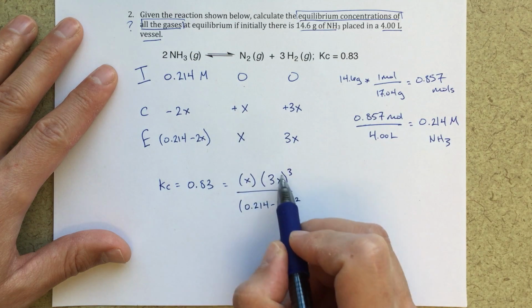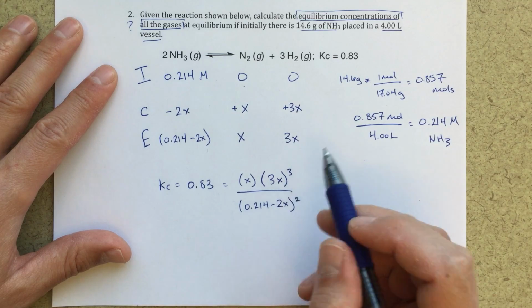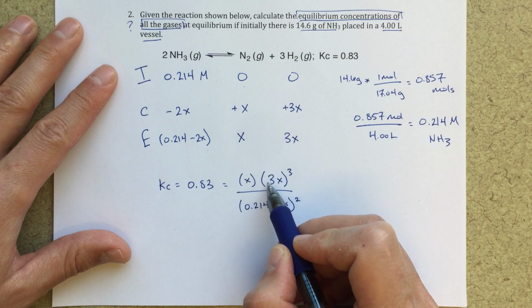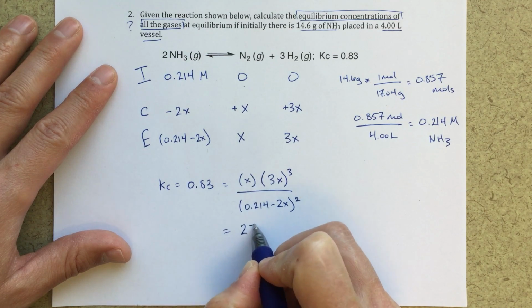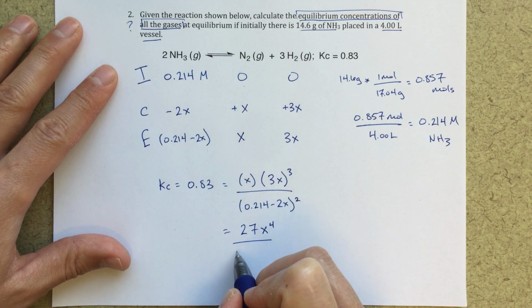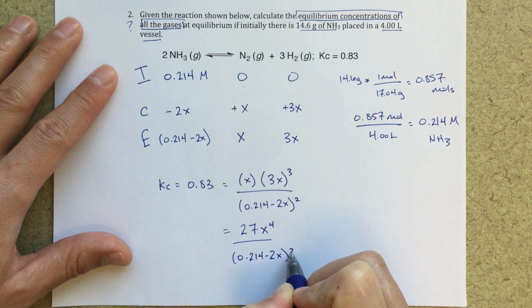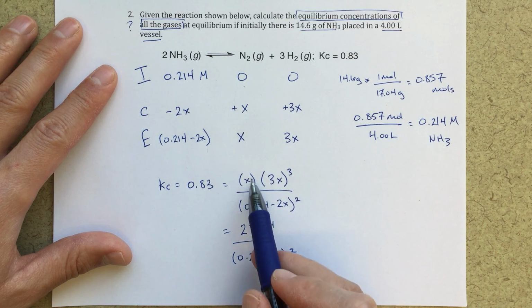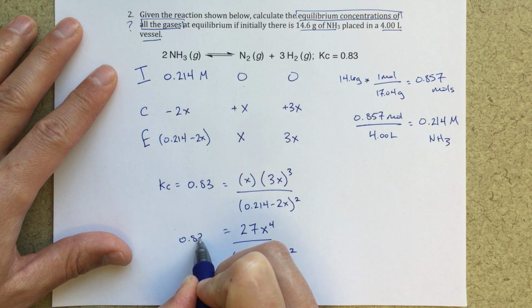The first thing that I'm going to do is I'm going to simplify this side. I'm going to combine these terms. And one thing that's really tricky, I guess, and a common mistake is dealing with this 3x to the 3rd power. So this top portion here is actually going to simplify to 27x to the 4th. And then down here, we're going to have 0.214 minus 2x, squared. So this 3 to the 3rd power, that's where the 27 comes from, and then x times x to the 3rd is going to be x to the 4th, and that's going to equal 0.83.